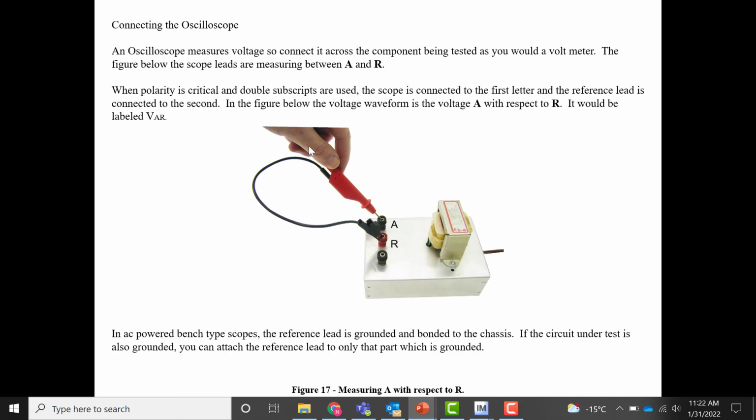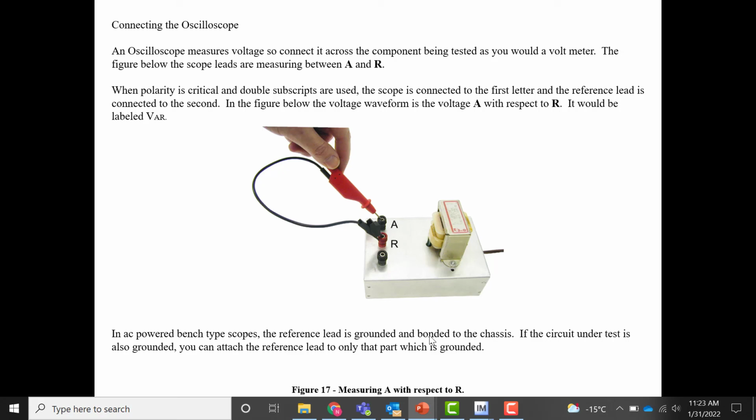Connecting the oscilloscope, again, it is voltage, so we're going to go across the load, just like a voltmeter, again with respect to a specific point. So in this case, they're saying we're measuring between A and R. If polarity is critical and double subscripts are used, the scope is connected to the first letter and the reference lead is connected to the second one. So in the figure below, the voltage waveform would be A with respect to R, because it would be labeled VAR, because my reference is the second one, and my main lead is going right to the first letter. So it shows me that I'm reading from A to R. Okay, and again, you'll get a different value if you change your reference point.